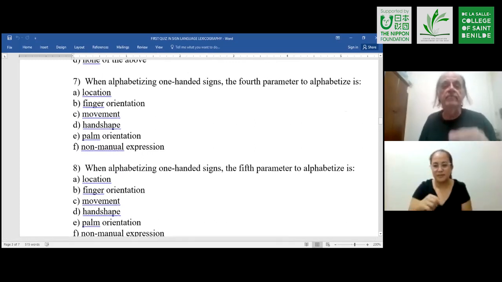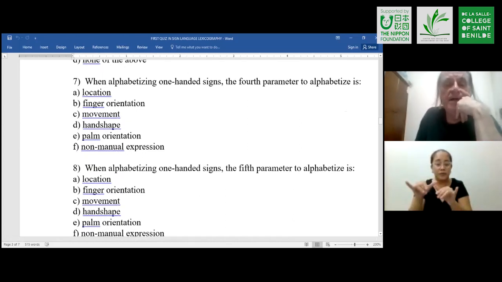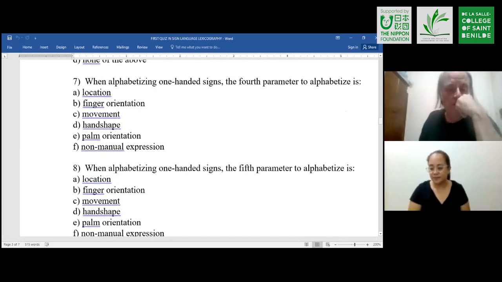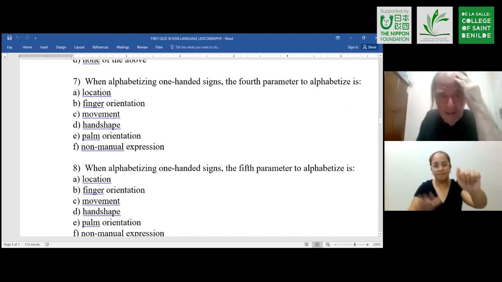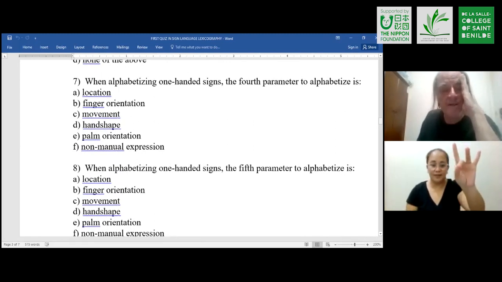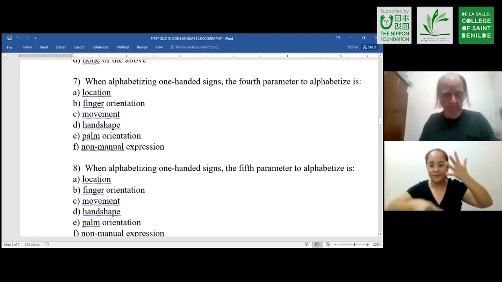Okay, so number 7, when alphabetizing one-handed signs, the fourth parameter to alphabetize is, so you have hand shape, palm orientation, finger orientation, and the fourth parameter is, I see people answering A. A, location, correct. 8, when alphabetizing one-handed signs, the fifth parameter to alphabetize is, I see C. Yes, correct, movement.